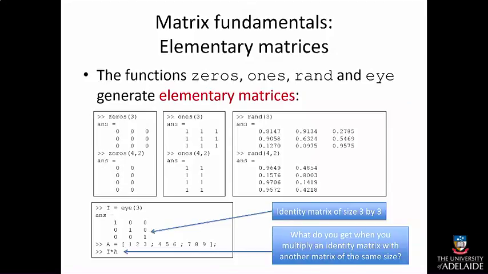There are some other elementary matrices, for instance zeros, ones, rand, and eye. Remember what eye does? If you write eye(3), what are you going to get? A 3 by 3 identity. Yes, good. We are going to get a 3 by 3 identity matrix. And if we multiply an identity matrix with another matrix of the same size, what happens? What is the answer?